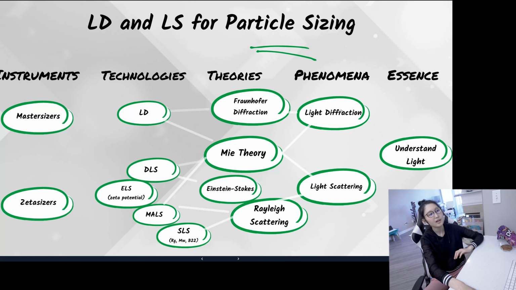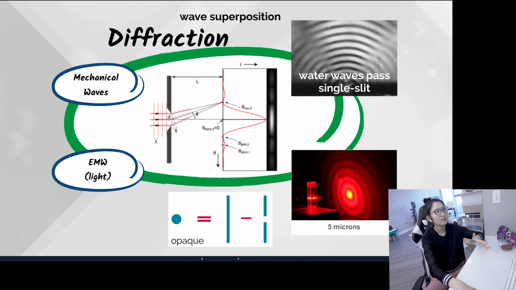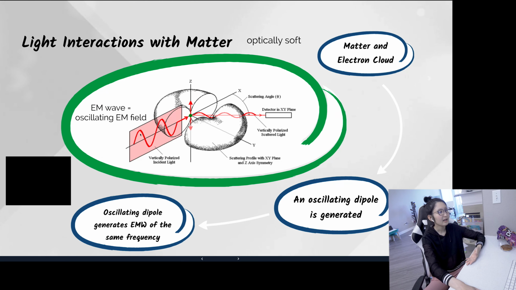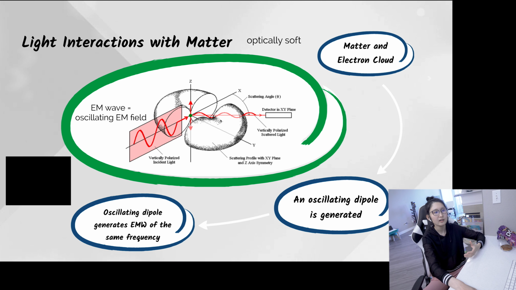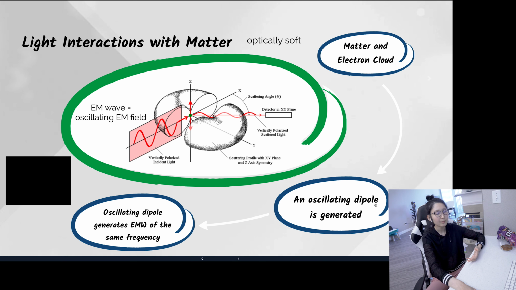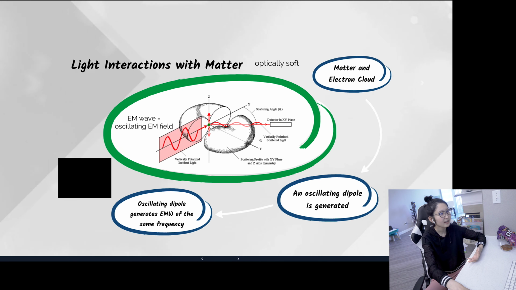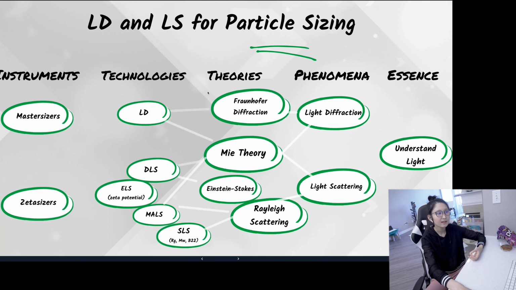And then we talk about the phenomenon. First of all, is the diffraction, really is wave superposition. And then we talk about scattering, which means the light needs to propagate through this matter, interact with the electron cloud, and the electron cloud creates an oscillating dipole. This oscillating dipole generates the scattered light. Again, it's an electromagnetic wave of the same frequency as the incident light. So that's scattering. And then we explain the theories.